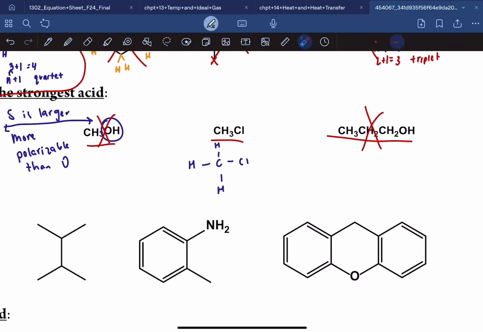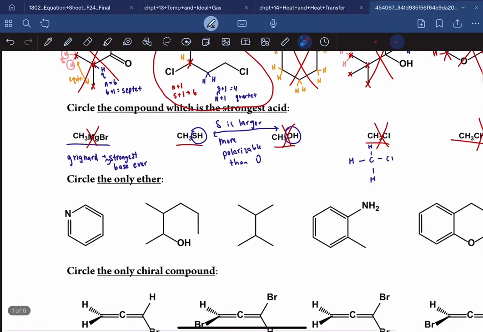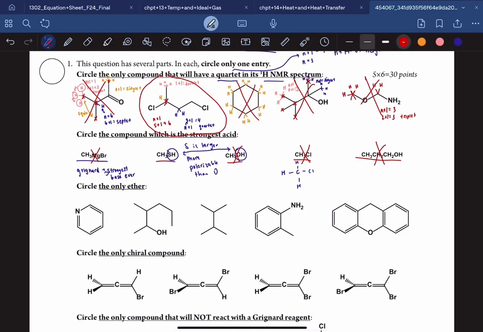So hopefully you recognize these hydrogens are on an alkane. They're hydrocarbons. Because this carbon is bonded to hydrogens, but carbon-hydrogen bonds are not acidic at all. So this is not the answer. Yeah, carbon-hydrogen bonds, these are not acidic. This is not an acidic bond. So that means that our answer is going to be CH3SH. Okay.